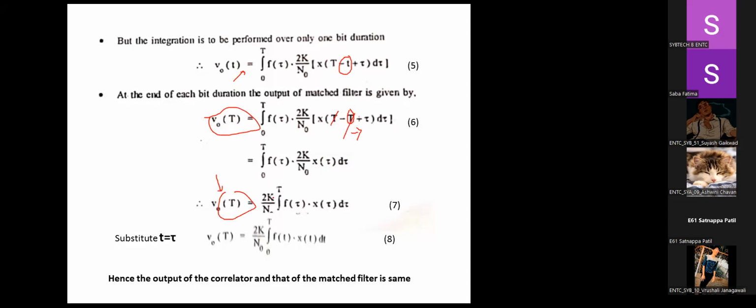2k by N naught is again a constant value taken out. Then you have the noisy signal value and the input signal value. We substitute the tau value as equal to T here, and then finally you get that the output of the correlator and the match filter is the same. Actually, you don't have the derivation for the correlator; you have only the derivation for the match filter, and when we check expression 8 with the correlator expression, they tend to be similar. So we simply say the impulse response of the correlator and the match filter should be similar.